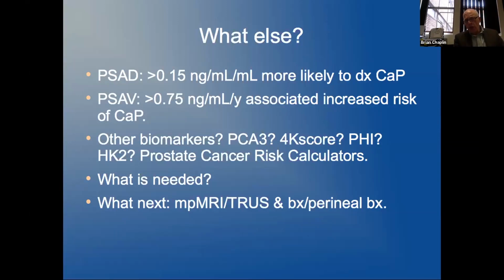What other factors have we got to help us? Well, there are various biomarkers: PCA3, 4K score, prostate health index, HK2, and there are prostate cancer risk calculators. Some of these come and go, they wax and wane, and they're of variable value. None of them have found mainstream acceptance in NHS practice in the UK.